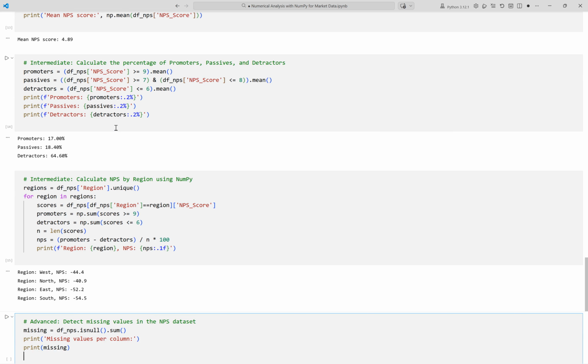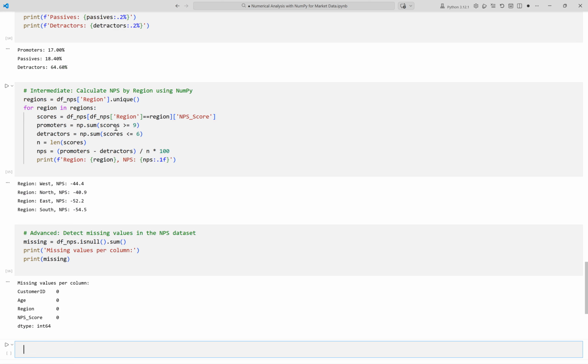Running the cell now. This output shows that there are no missing values in any columns of the NPS dataset, which is important for ensuring data quality before analysis. Notice all counts are 0, meaning every record has complete information across demographics and survey scores. This validation step helps prevent errors in interpreting customer satisfaction trends or segmentation later in the lesson.